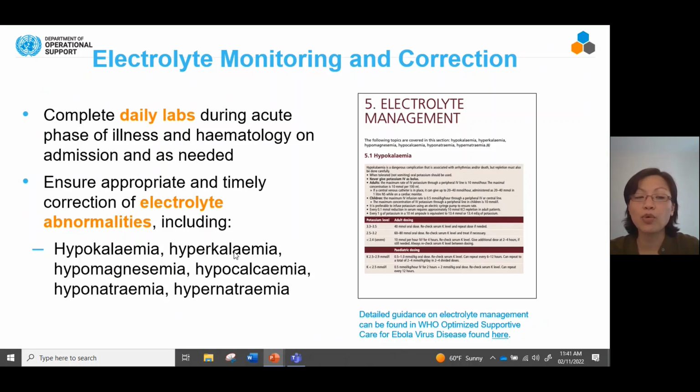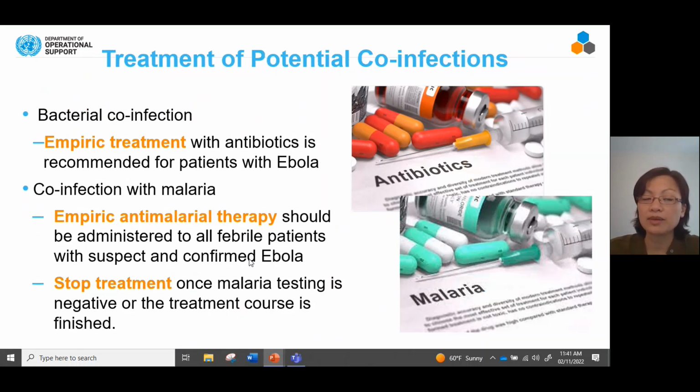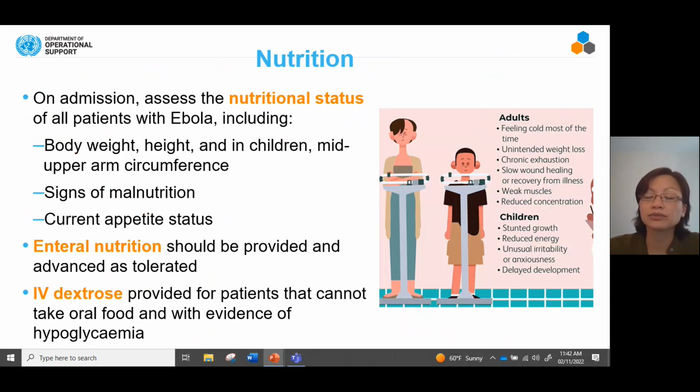Electrolyte monitoring is very important. You need to look at the labs daily and make sure that you correct all electrolyte abnormalities. Low glucose is often seen, and so again, you should monitor their serum glucose often and give them IV glucose if needed. Again, bacterial co-infections can occur as well as malaria, so you might want to treat empirically, meaning treating them early, even before diagnosis, for such conditions.